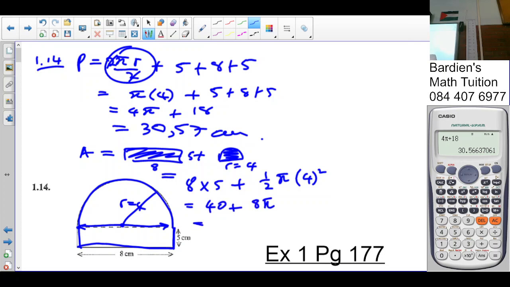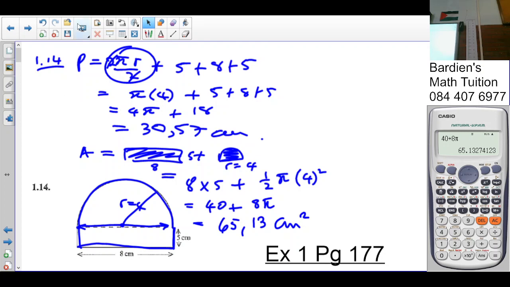Of course you don't have to do that in your head. You could have punched it in the calculator at that point there already, okay? You all okay with that? So it's 40 plus 8 pi gives us 65,13 centimeters. Any confusion there? No? Okay.